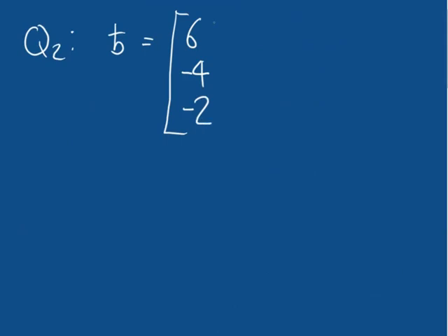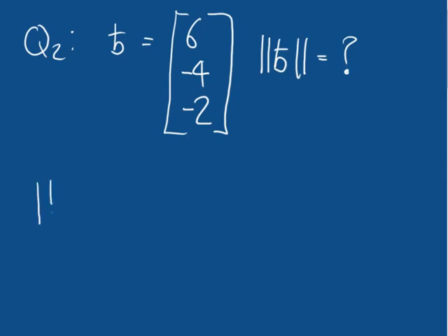So question 2, if we had a vector b, and that vector was equal to, let's say, 6, minus 4, and minus 2, let's say, then what is the magnitude of this vector b? So what is the magnitude of vector b? Go ahead and give this an attempt. Once you have an answer, or if you get stuck, unpause the video and I will work through the solution here on the whiteboard. Okay, welcome back everyone.